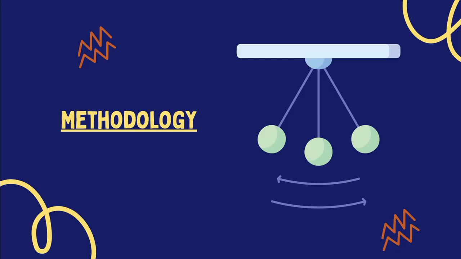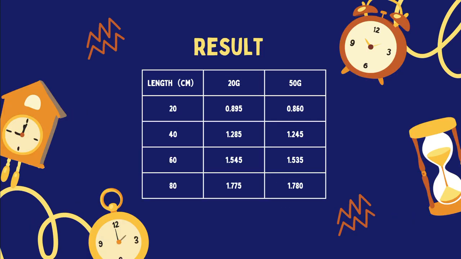The time taken for 10 complete oscillations was measured twice using a stopwatch. The average time was then calculated to minimize random errors. Next, the period of oscillation was obtained by dividing the average time by 10. The square of the period was also calculated for graphical analysis. The entire procedure was repeated for pendulum lengths ranging from 20 centimeters to 80 centimeters. Finally, the same procedure was repeated using the 50-gram pendulum bob so that the two sets of data could be compared. The table summarizes the experimental results.